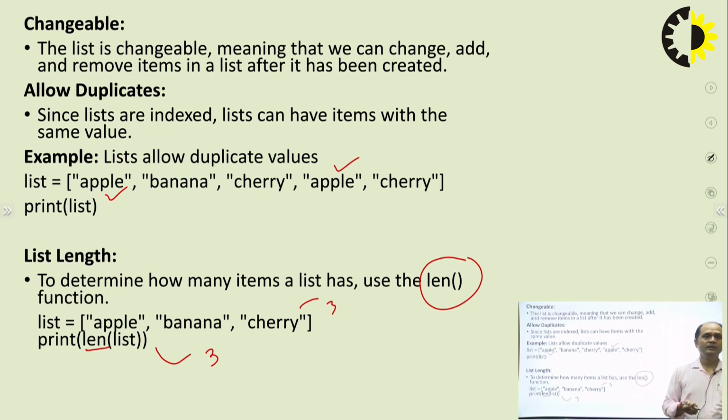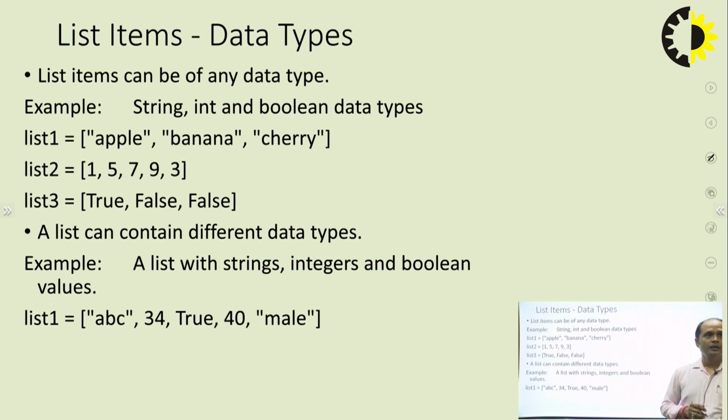When we require the length of a list, we can use the len function to determine the length of a list. List item data types: list items can be any data type, string, integer, boolean.